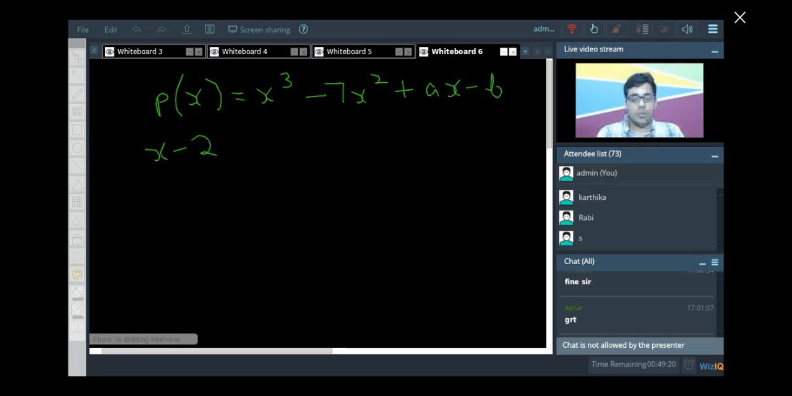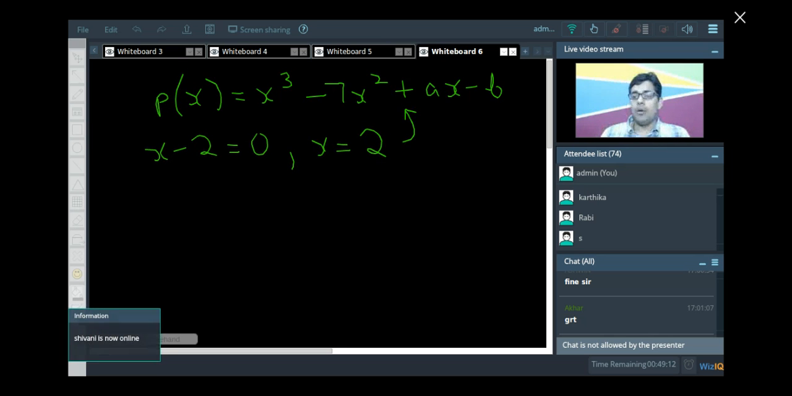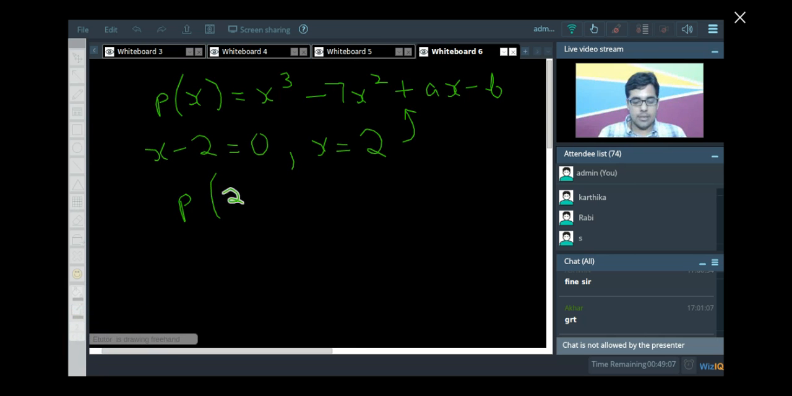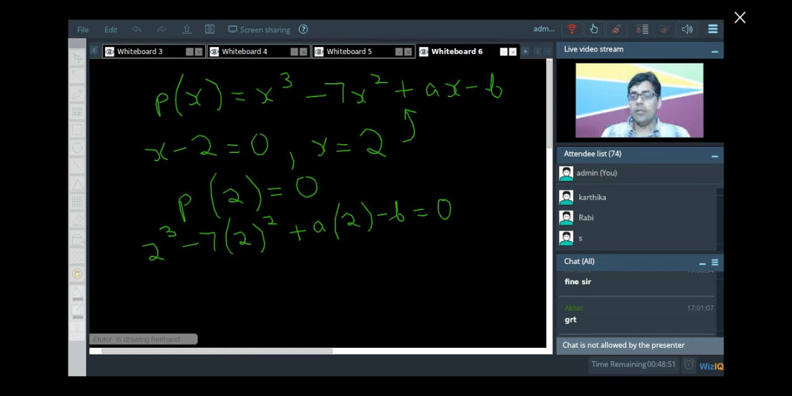By putting that equal to 0, we will get here x as 2. Putting this value in the given polynomial, according to the factor theorem, remainder becomes 0. So we will have remainder p of 2 coming as 0. It will become now 2 cube minus 7 multiplied by 2 square plus a multiplied by 2 minus b equals 0. Solving this equation now, 2 cube is 8 minus 7 multiplied by 4, that is 28. So minus 28 plus a multiplied by 2, 2a minus b equals 0.